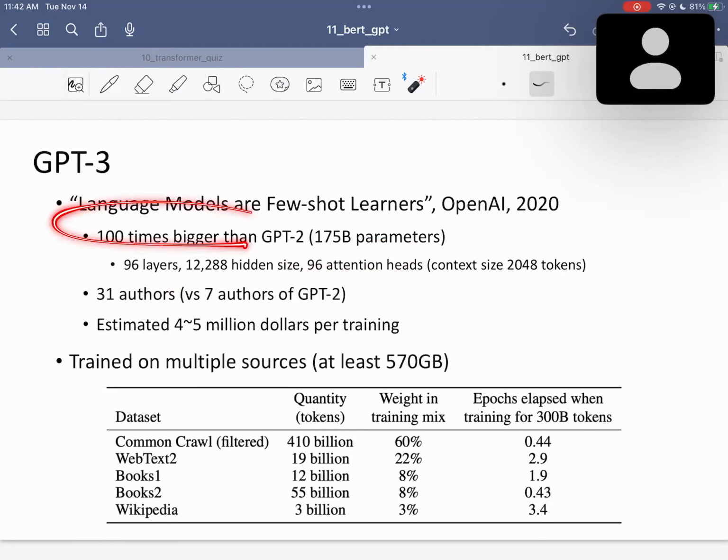And because it's so large, the training cost is estimated to be $4 to $5 million for a single training, for a single epoch. So that's a lot of money. And now we're no longer sticking to Reddit posts. We're just using all of the internet. Common Crawl is basically the text that you can find on the internet. So it's really, really large.